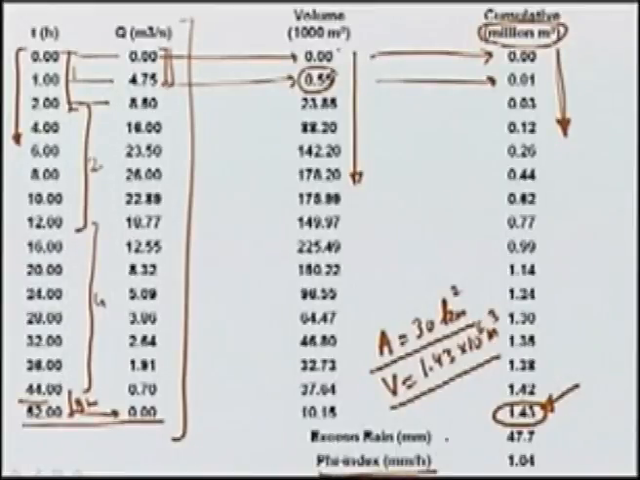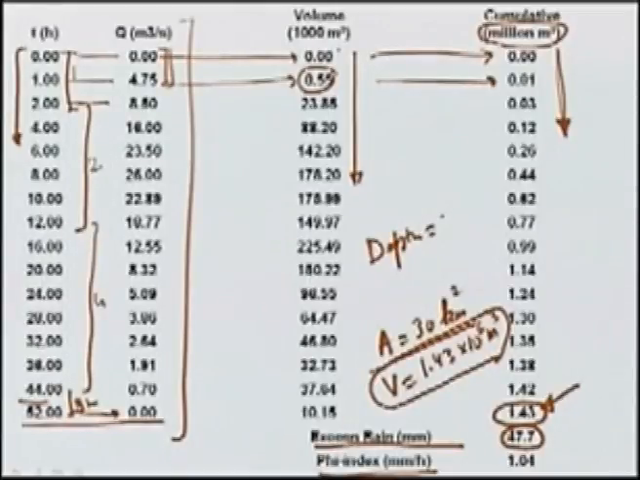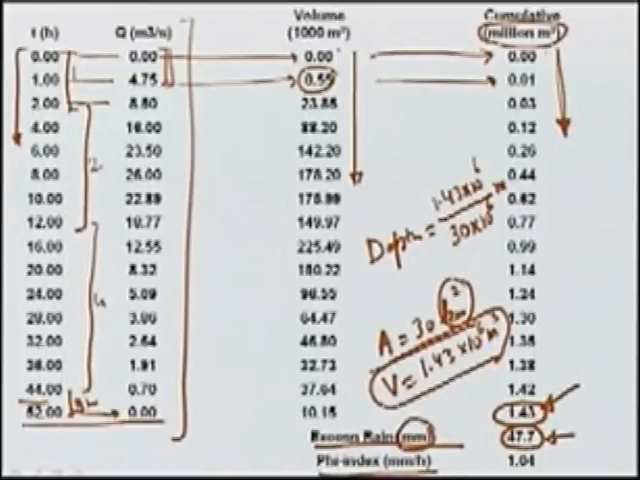So, we want to find out what are the losses. So, we can find out what is the excess rain volume. In this case, the volume of the rain will be same as the volume of the DRH, and therefore, we can convert into a depth. Depth would be 1.43 × 10⁶ divided by 30 km², we can convert into meter square. So many meters, and this turns out to be 47.7 mm.